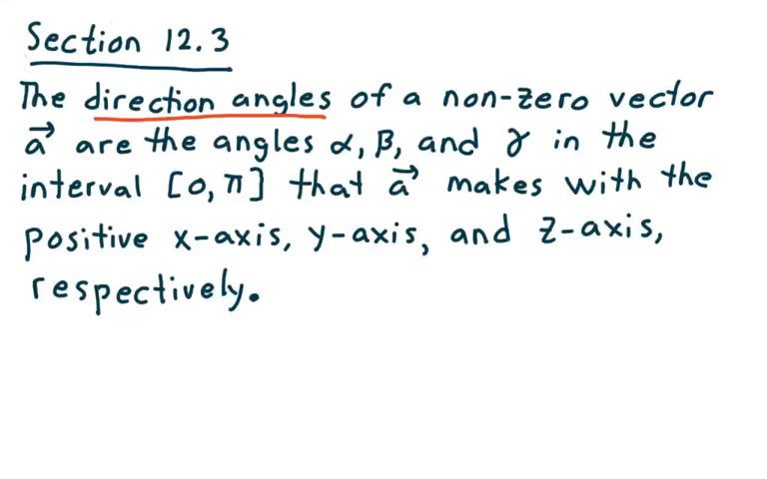This is a video from section 12.3 based off the lecture notes. The direction angles of a non-zero vector A are the angles alpha, beta, and gamma in the interval 0 to pi that A makes with the positive x-axis, y-axis, and z-axis, respectively.